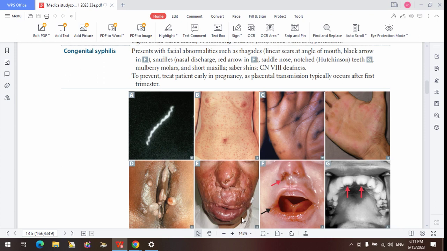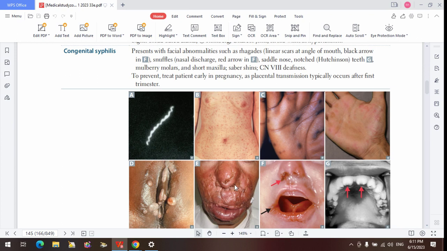Then you go to the mouth. So there are these linear-shaped fissures at the angle of the mouth that we call rhagades. I'm so sorry, guys. These names are very awkward, but I know that we'll get used to them. So you look at the teeth first, Hutchinson teeth, mulberry molars. You go to the nose, saddle nose, snuffles, then the angle of the mouth, rhagades, linear furrows or kind of indentation at the angle of the mouth.